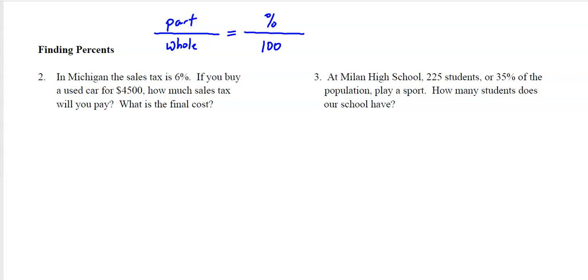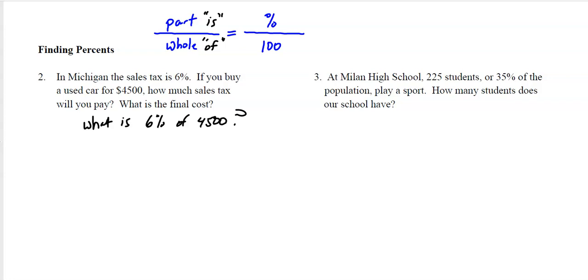If you're doing word problems, sometimes a little clue, this is kind of the is, and this is what it's out of. So you can use these little keywords sometimes, not always, but sometimes that helps out. All right, so I'm going to set one up and do it this way. It says in Michigan the sales tax is 6%. If you buy a used car for $4,500, how much sales tax will you pay? Every state has a different sales tax. Michigan here is 6%. So we basically need to find, what is 6% of $4,500? That's the question that we're asking.